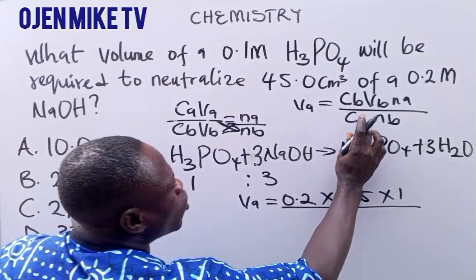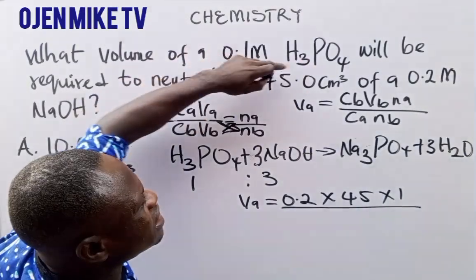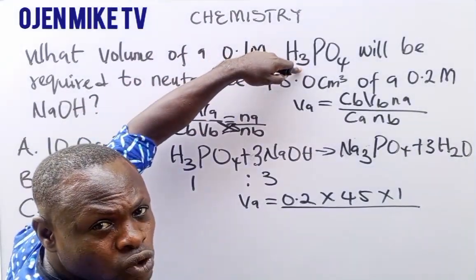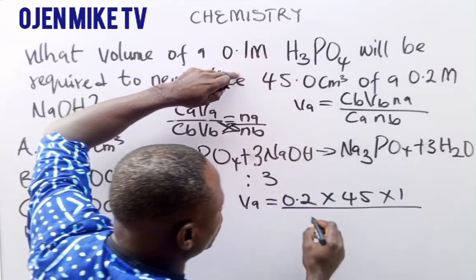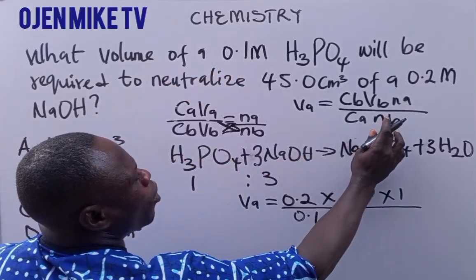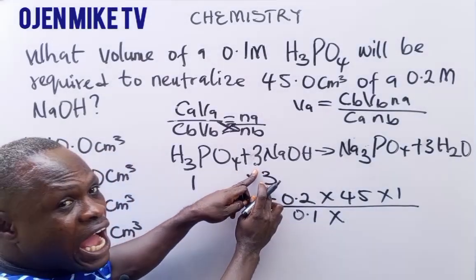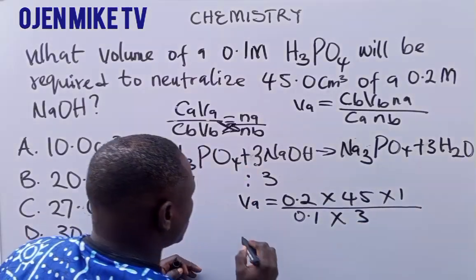Concentration of acid, this acid is a weak acid, so it's 0.1. You multiply by your mole ratio of base. Sodium hydroxide has mole ratio 3.